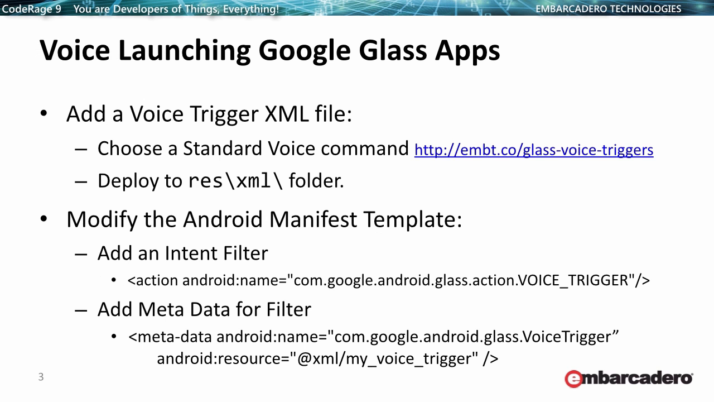So to start with, voice launching Google Glass apps, you have to add a voice trigger XML file, and there's a list of standard voice commands you can see there, and you want to deploy this XML file to the res XML folder. You do this through the deployment manager, and then you're going to modify your Android manifest to add an intent filter to say that your app takes a voice trigger. And then you specify metadata pointing to your voice trigger file. So if your voice trigger file is called myvoicetrigger.xml, then you will say android:resource equals @xml/myvoicetrigger, without the .xml. Okay?